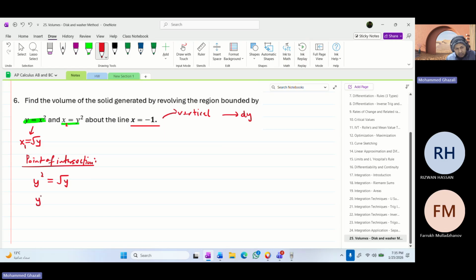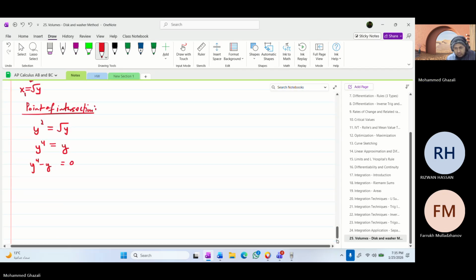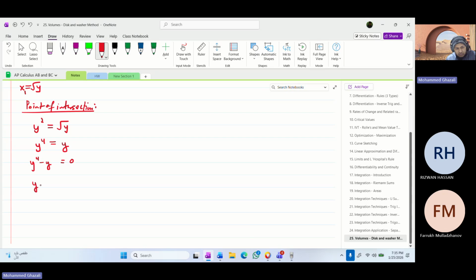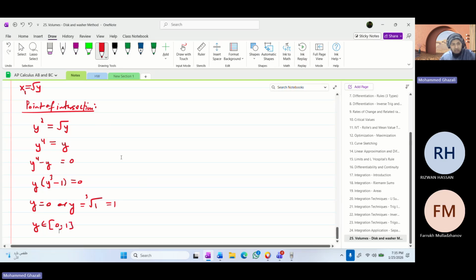I'm going to square both sides. I get y to the power 4 is equal to y. Bring the y over: y to the power 4 minus y is equal to 0. Take y out as a common factor: y times (y cubed minus 1) equals 0. So either y is equal to 0 or y is equal to the cube root of 1, which is 1. Are we good? So I know my boundaries for y. It is between 0 and 1. Now let's draw the graph.